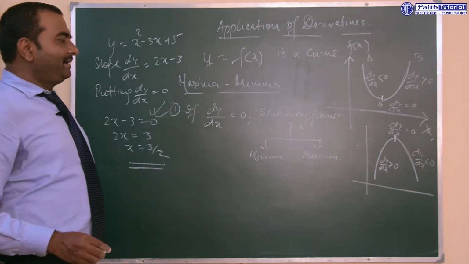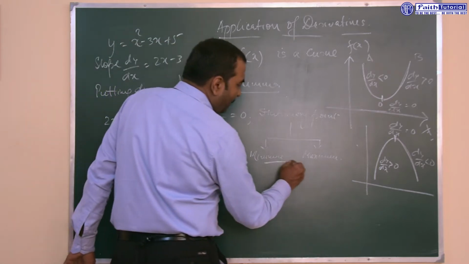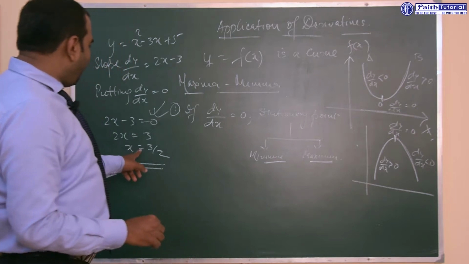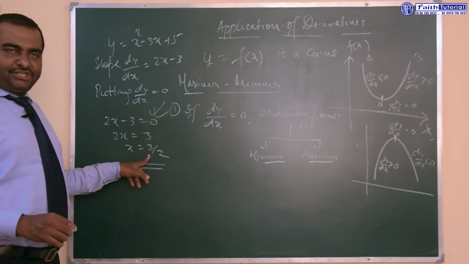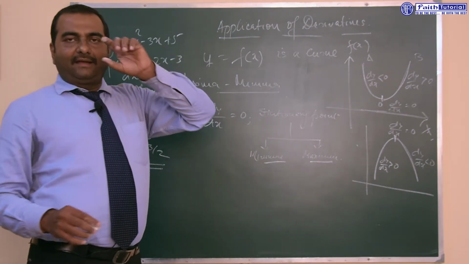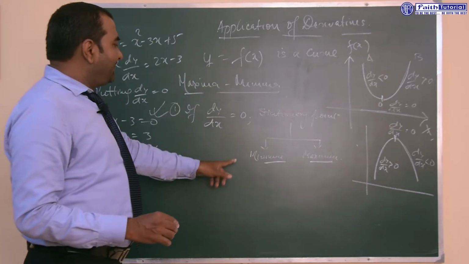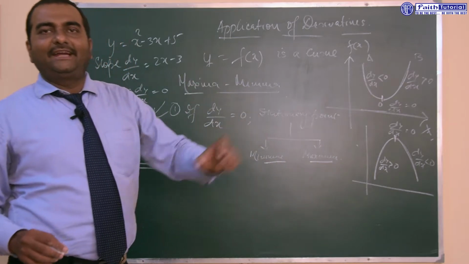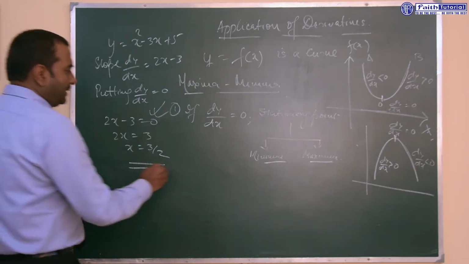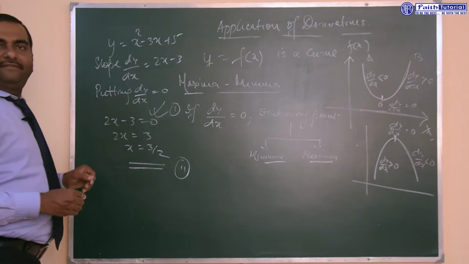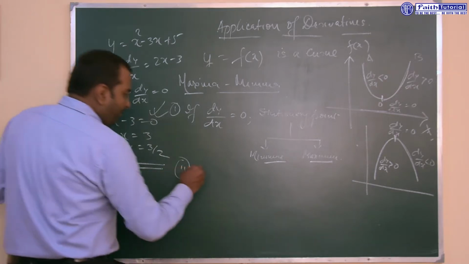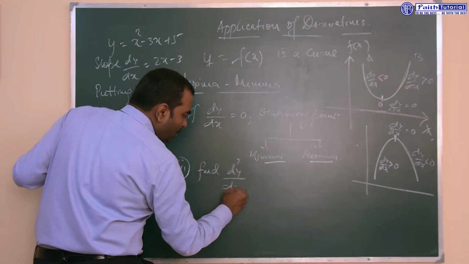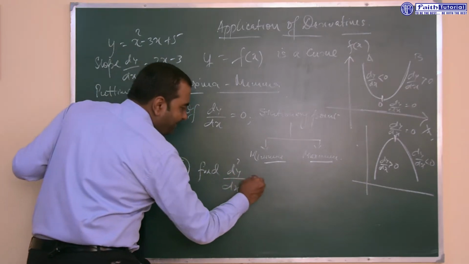Now the second important thing is, how do we understand whether the curve is at a maximum or minimum? This point 3 by 2 is the stationary point, yes, but the confirmation about whether it's the minimum point or the maximum point is yet to be decided. So what we do is, we go for the second order derivative. So find d2y by dx2, that's f double dash x.